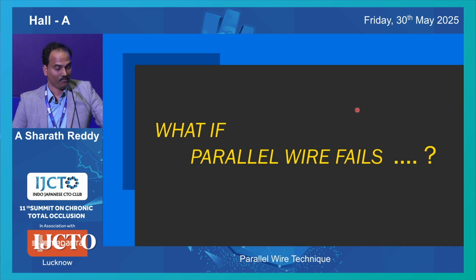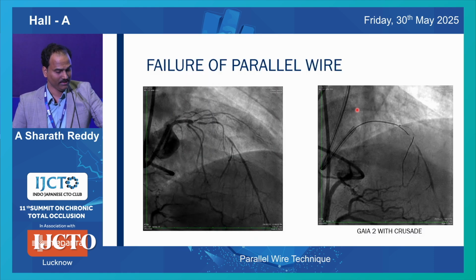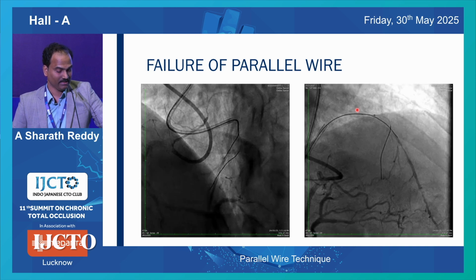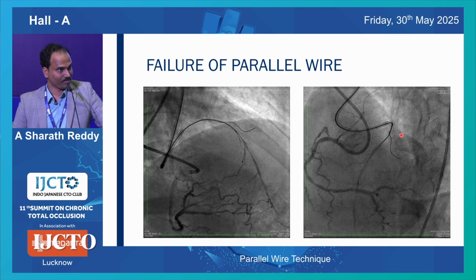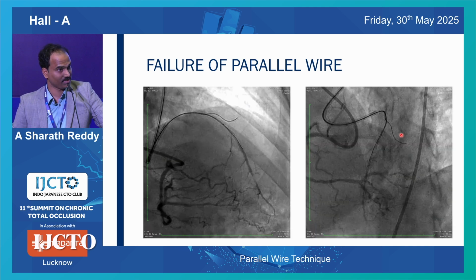So when parallel wire fails, success is not 100% with parallel wire. So you can see this mid-LAD CTO, ambiguous cap. We did IVUS-guided cap puncture, and then advanced the first wire, which went subintimal. You can see here Gaia 2 is subintimal. So then we did parallel wire with the double-lumen catheter. The next wire was Gaia 2. And you can see even the next wire was subintimal.